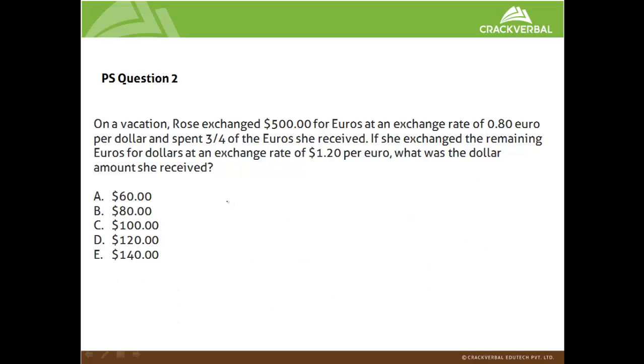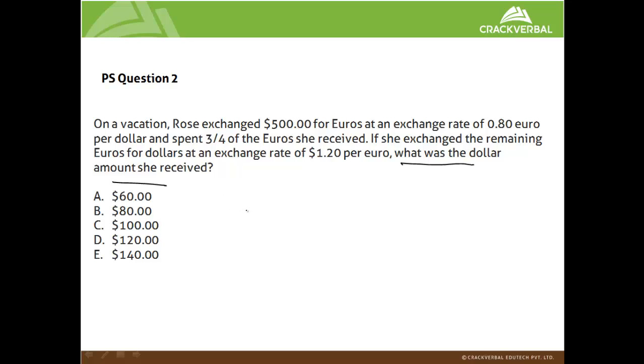Now you could ask me what could be an alternate way of solving this question. An alternate way could be back solving, because we have numbers in the answer choices, or we can use both process of elimination and back solving in tandem. Before we start, let's understand the reasoning of the question. The last line says what was the dollar amount she received. So basically she had some number of euros.